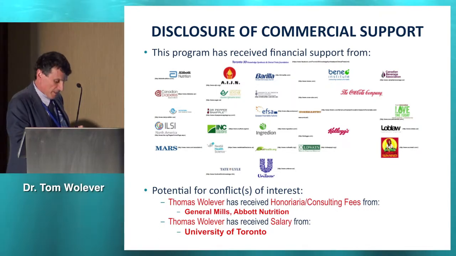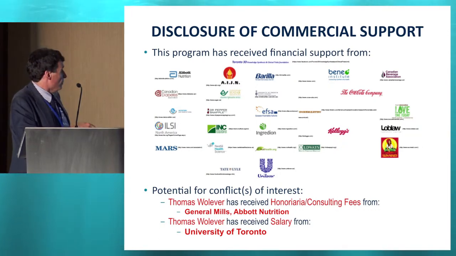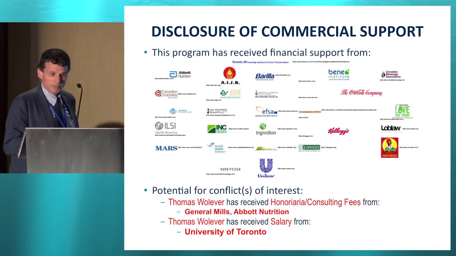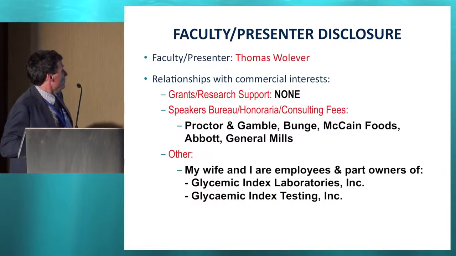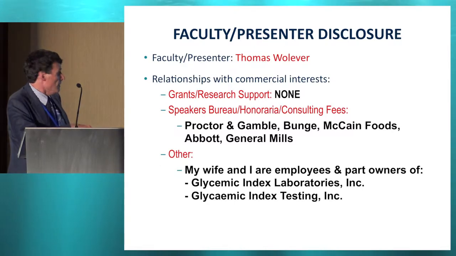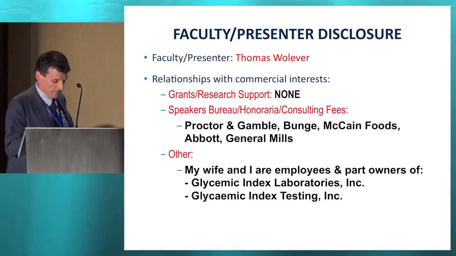From these particular sponsors, I've received some honorary consulting fees from General Mills and Abbott, and the University of Toronto supports it, and I receive my salary from the University of Toronto, so that's a conflict of interest. In terms of other disclosures, I don't have any relevant grant or research support. I've received speakers bureau and honorary consulting fees from these people. And my major one is that my wife and I are owners and employees of two contract research organizations, Glycemic Index Labs and GI Testing.